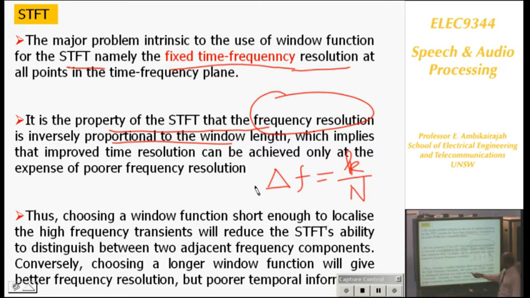So here it says, choose a window function short enough to localize the high frequency transient. So if you want to retain the transient in your waveform and you want to see that in your Fourier transform, then you must use a small window. Choosing a longer window function will give you better frequency resolution but poor temporal information. Temporal means time information is very, very poor.